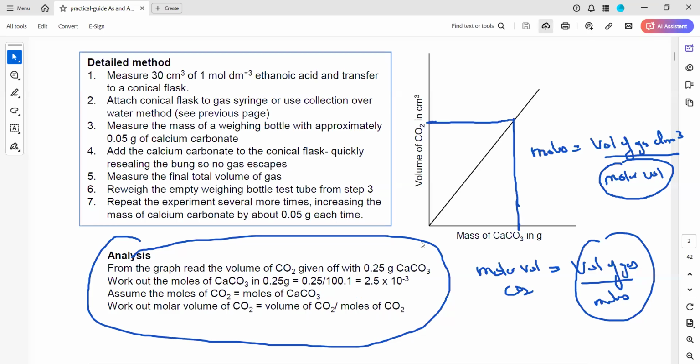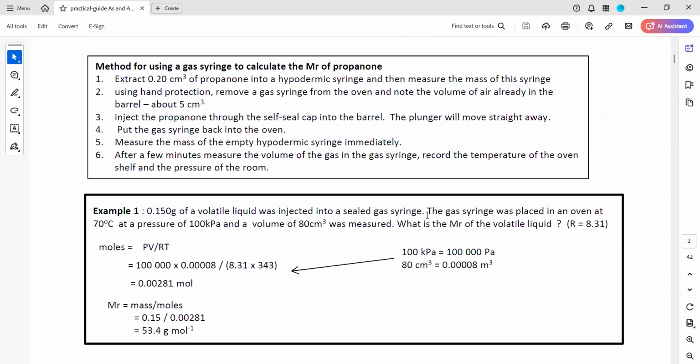You can also use another method. What is the method of using a gas syringe to calculate the molar mass of a propanol? Here is a word example. If 0.15 grams of a volatile liquid was injected into a sealed gas syringe. When we say a volatile liquid, it means a liquid which has a low boiling point, it can easily vaporize. We call it a volatile liquid.